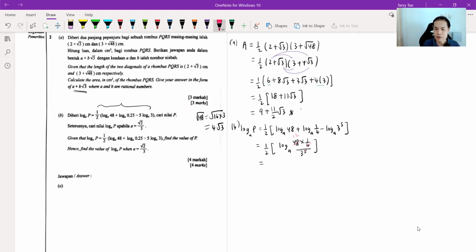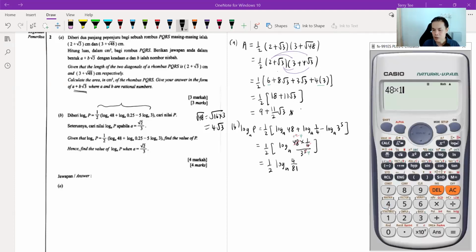You're left with, okay, let me use another color. You're left with 4. So this is 3 power 4, right? So 3 power 4 is 81. Up to you. You can use your calculator and say this is 4 over 81. So earlier, if you want, you can say 48 times 1 over 4, then you divide by 243. You can do that. Calculator can do all these things for you.